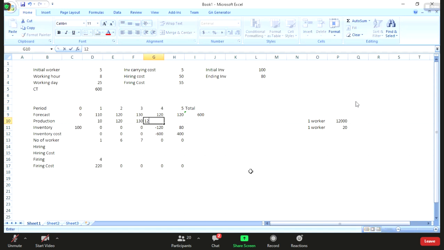Okay, 120, like that. But after that, please be careful. We cannot produce only 120. Why? Because the company also expects to have 80 units at the end of period 5. So we need to produce how many units? 120 plus 80 units, which is 200. Yes, correct.